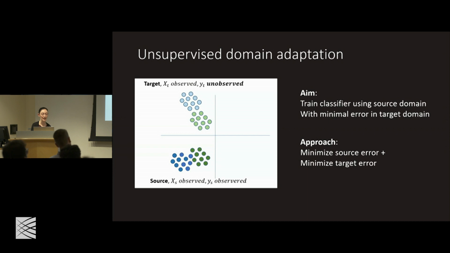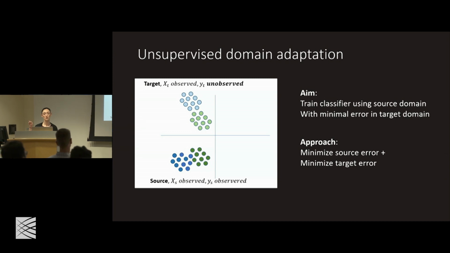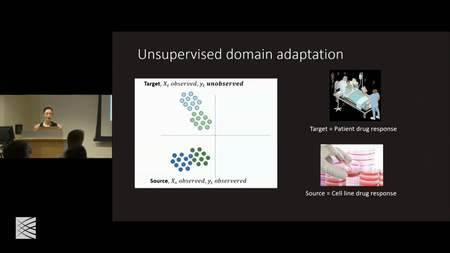So unsupervised domain adaptation has the aim of training a classifier using a source domain. Here I have the source domain where you observe your x's. You can imagine this is an x1, x2 axis where you've plotted your x's. You also observe your labels in this source domain, so the colors here represent the labels. But you really want to apply your model in a target domain. In this target domain, you're observing the x's, but you're not observing the labels. The colors there are put there for our benefit, but these would be unobserved in an unsupervised domain adaptation case. The approach you really want to take is to minimize your source error, because this is the only place where you actually have labels, but ideally you want to minimize it in a way that minimizes your target error as well. Here you can think of the source as the cell line drug response, and the target as the patient drug response.